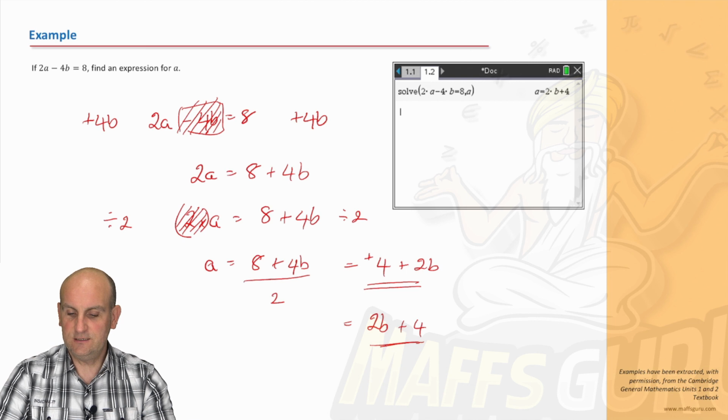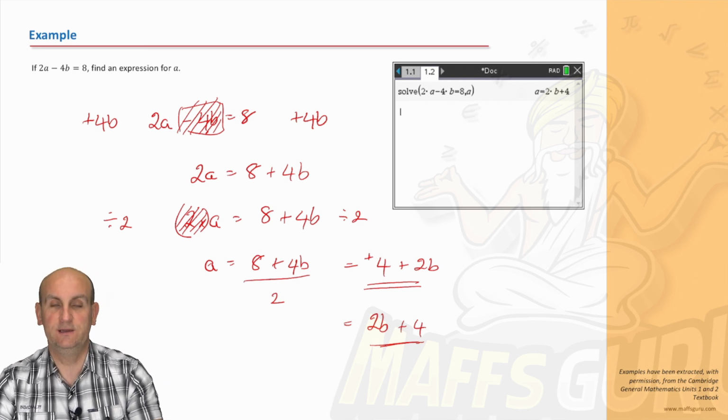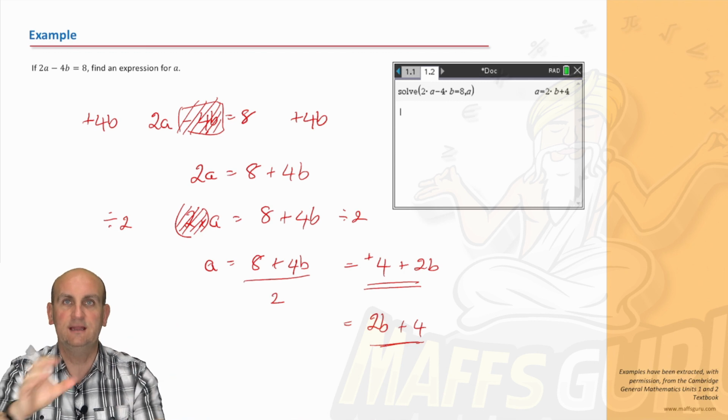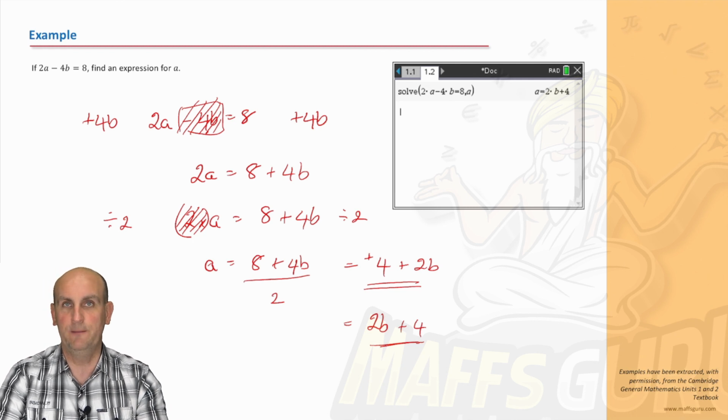How did my calculator do this? Well, using the solve function. Again, if you look at my calculator screen, it's gone solve. I've done the brackets, the equation. Don't forget that comma. And in this situation, the a, and it came out with a is equal to 2 dot b plus 4. What does the dot mean? Times. Ka-ching.